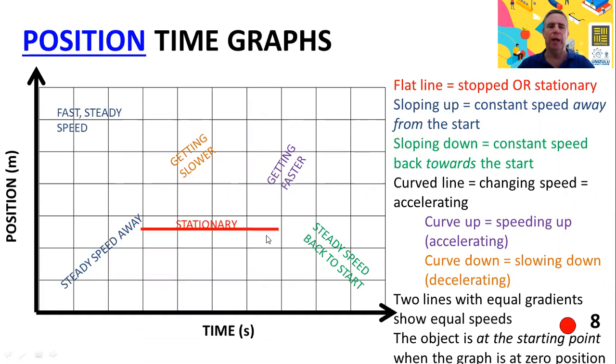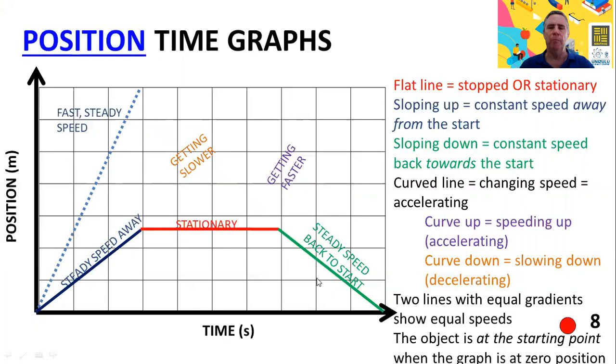First of all, the red line indicates an object that has stopped. It's stationary. A horizontal straight line tells you that the position is not changing, so the object has stopped. If the line is sloping up, like either of these two blue lines, it tells you that the object is traveling at a constant speed because the gradient doesn't change. The position is increasing. That's a slower speed, that's a faster speed.